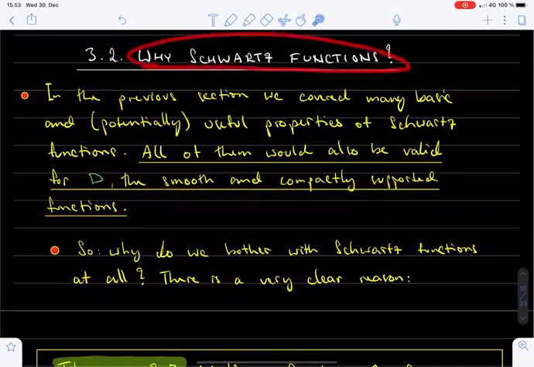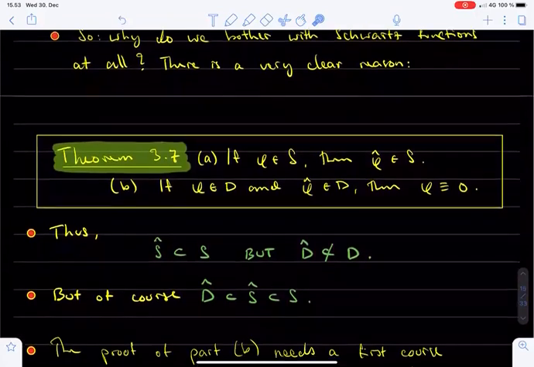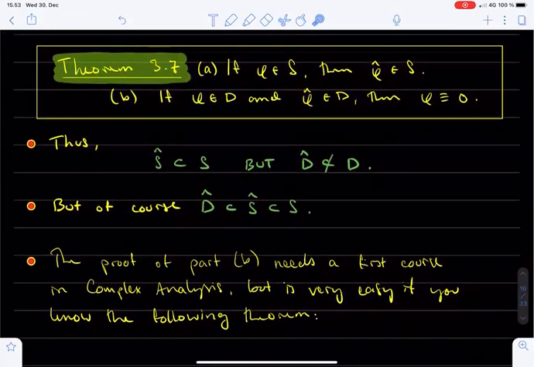So, what is the benefit of studying Schwartz functions over test functions? The reason has to do with how Schwartz functions interact with the Fourier transform. In this lecture, we will prove the following theorem 3.7. First, if phi is a Schwartz function, then also the Fourier transform of phi is a Schwartz function.